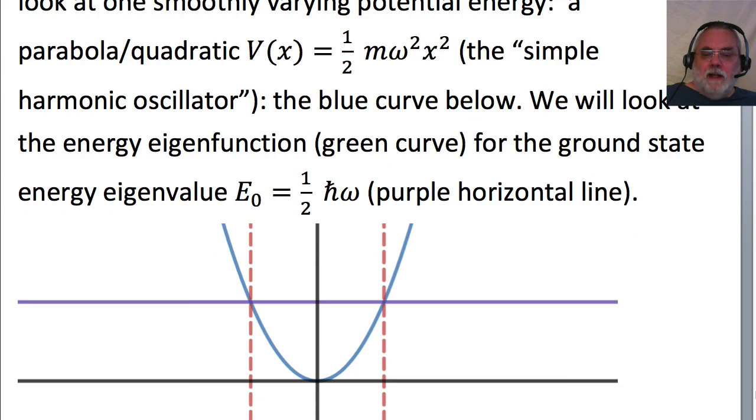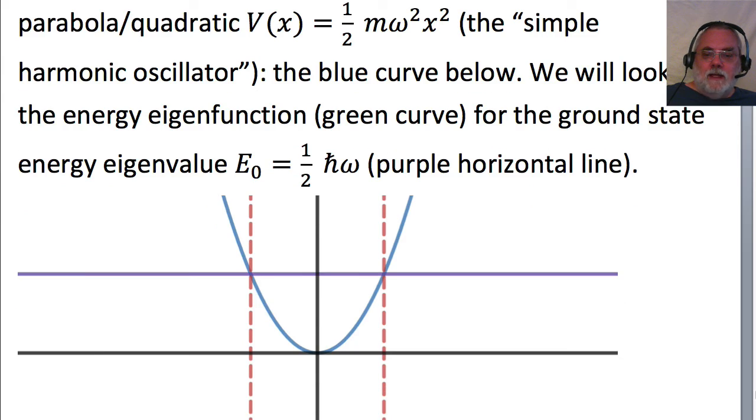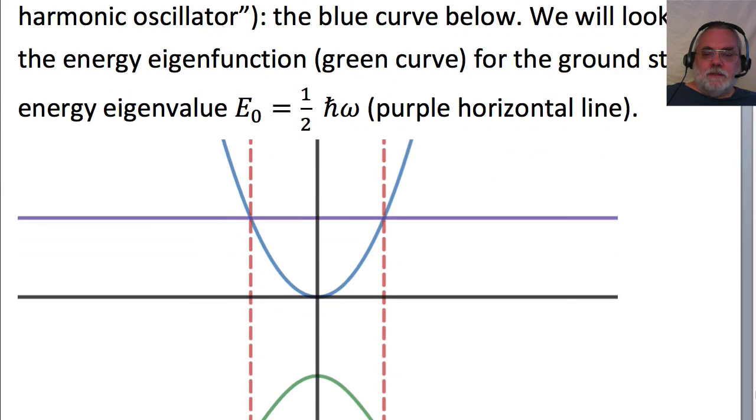Now these dotted red vertical lines are showing us, from one graph to the top graph to the bottom graph, the points in x where the total energy exactly equals the potential energy.